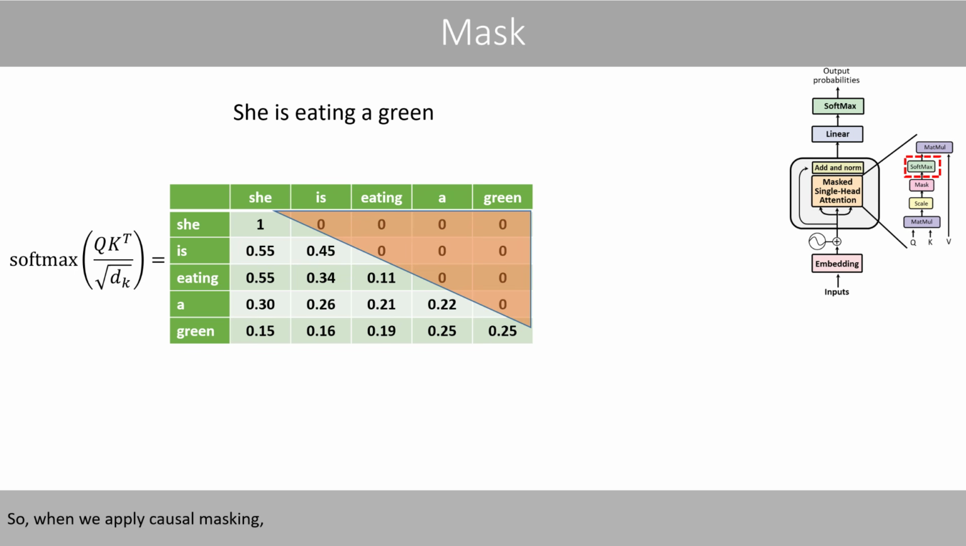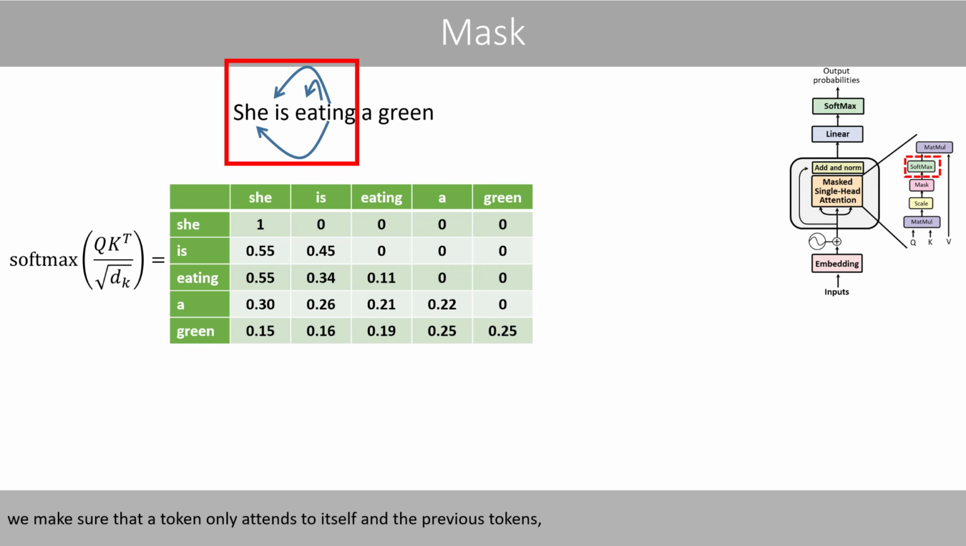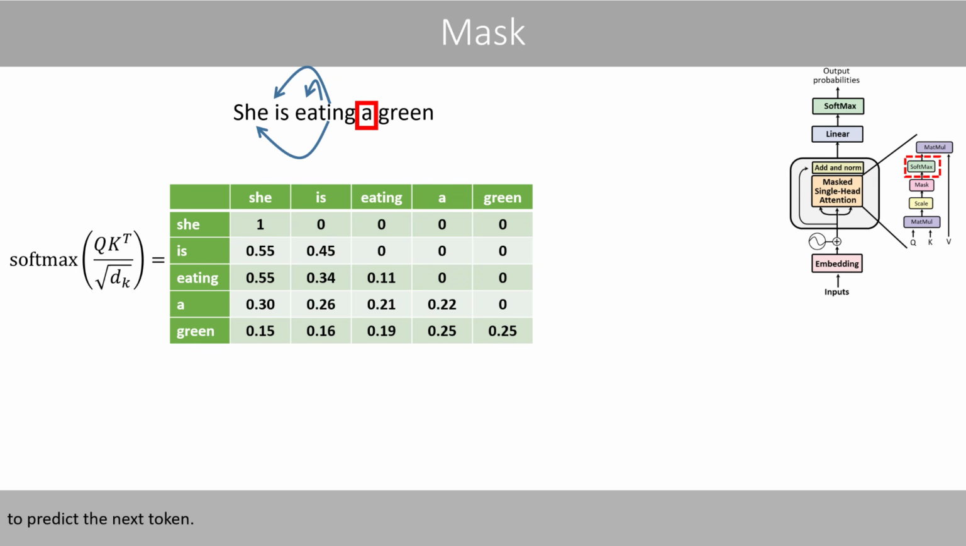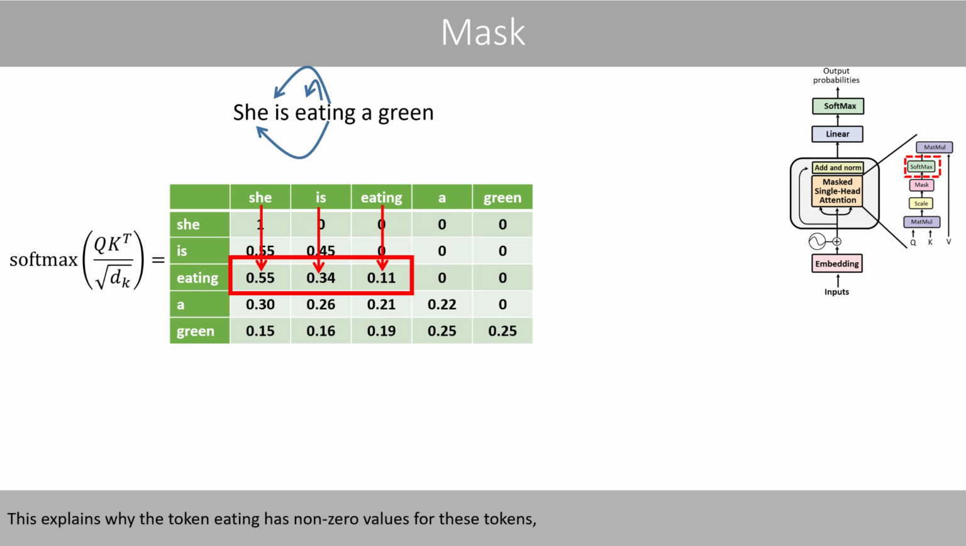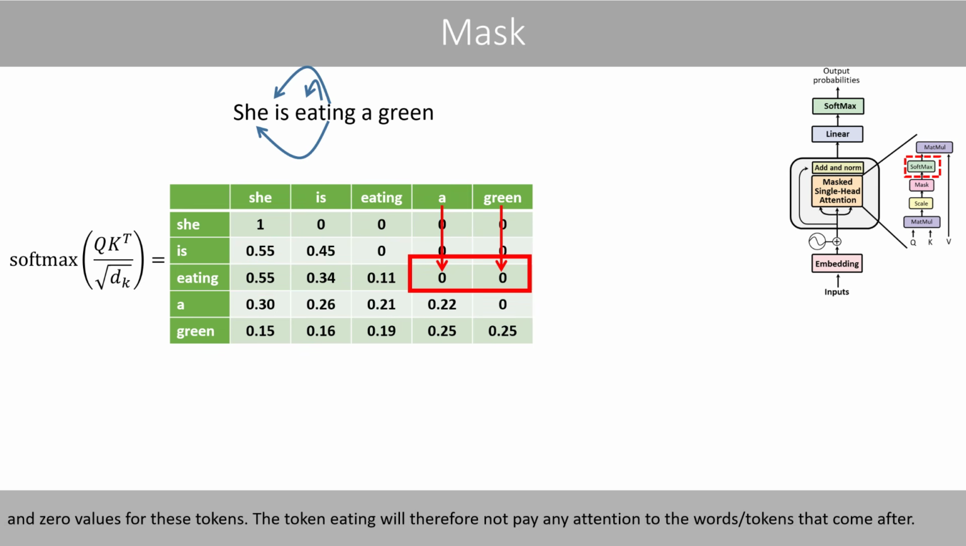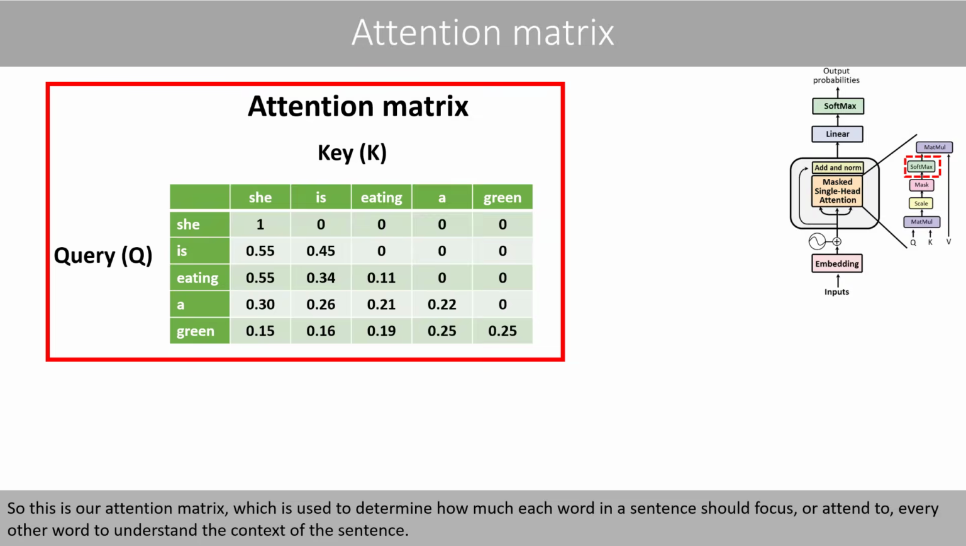So, when we apply causal masking, we make sure that the token only attends to itself and the previous tokens to predict the next token. This explains why the token eating has non-zero values for these tokens and 0 values for these tokens. The token eating will therefore pay no attention to the words or tokens that come after.